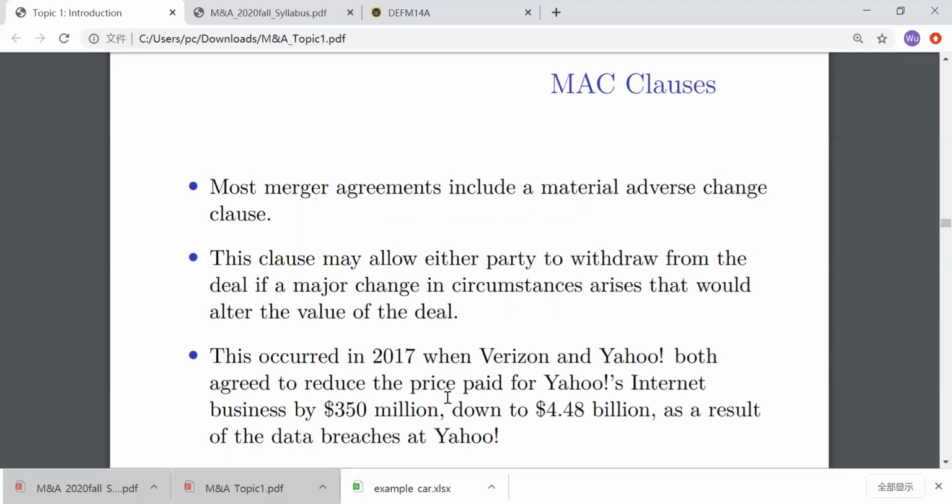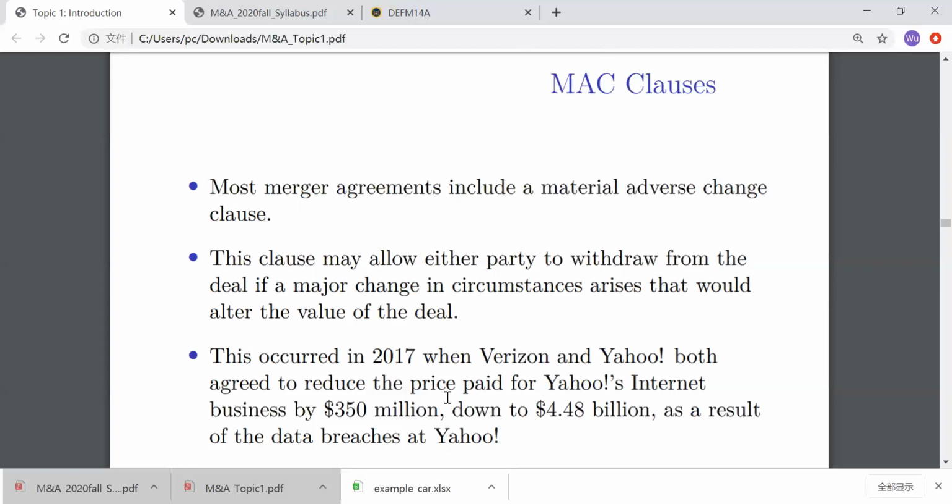For example, in 2017, Verizon and Yahoo both agreed to reduce the price paid for Yahoo's internet businesses by 350 million, right? And this brings down the total price to 4.48 billion. This is because Yahoo, after the transaction was announced, exposed data breaches, right? And these data breaches adversely affect the value of the Yahoo company. That's why we need these material adverse change clauses, right?